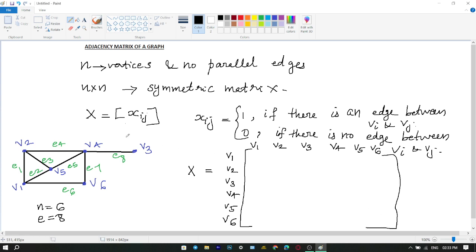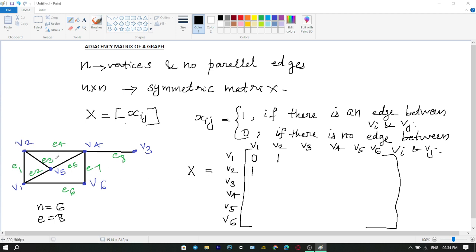Okay. Now first we consider the vertex V1. Now there is no self loop. So V1 to V1 there is no edge, so we can write the entry as a 0. Similarly, from V1 to V2 there is an edge E1. So here we can write from V1 to V2 we have a 1. Similarly from V2 to V1 also there is 1, because there is no direction. This is an undirected graph.